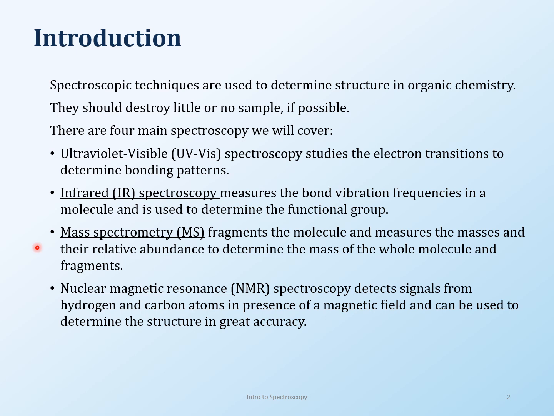Mass spectroscopy does not depend on the electromagnetic spectrum, because in this case you're just taking the molecule and bombarding it with electrons and breaking it apart. So it has nothing to do with the electromagnetic spectrum, but it is part of a spectroscopic technique. And then finally, we will be doing NMR, nuclear magnetic resonance, and that also uses the electromagnetic spectrum.